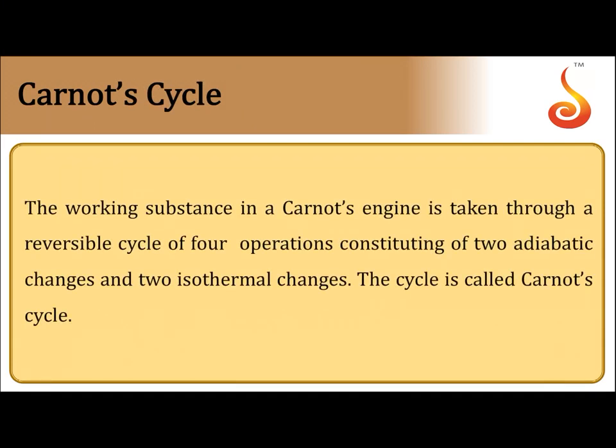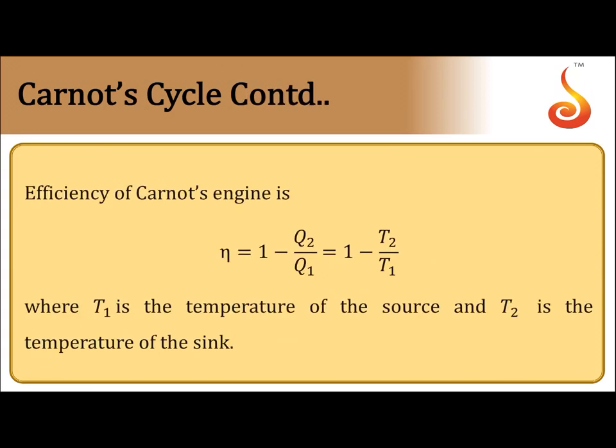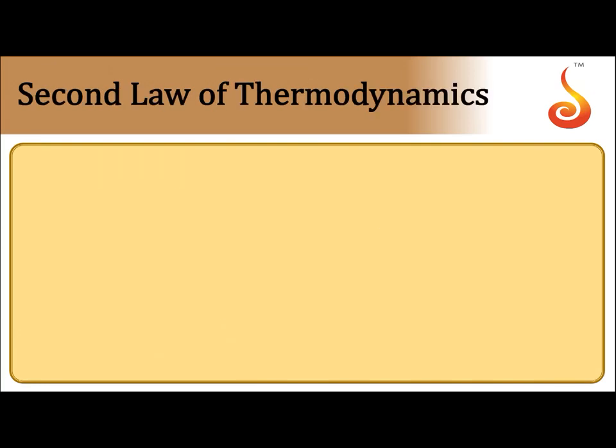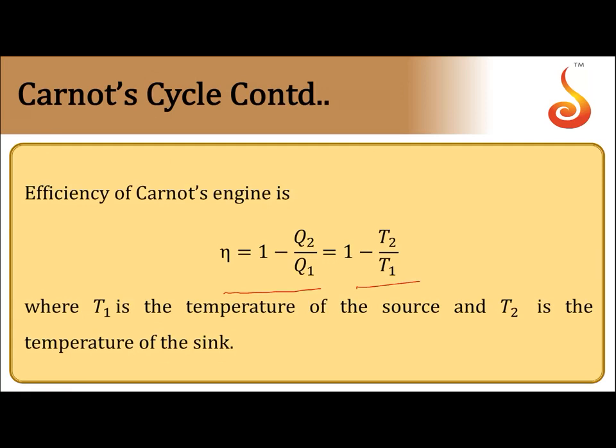Then coming to the Carnot cycle. The working substance in the Carnot cycle is taken through a reversible cycle of 4 operations, constituting 2 adiabatic changes and 2 isothermal changes. This cycle is called the Carnot cycle. The efficiency of a Carnot heat engine is given by 1 minus Q2 by Q1, or 1 minus T2 by T1. This can be proved, where T1 is the temperature of the hot reservoir, that is the source, and T2 is that of the sink.